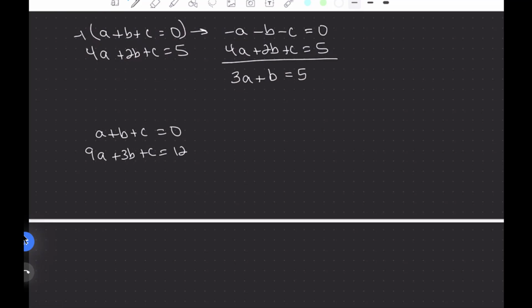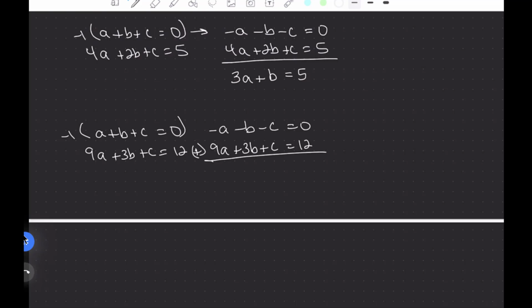So we know we want to eliminate C. So now we got a choice again, right? We got to make one of those C's negative. Do the top negative again. So I'm going to multiply everything on the top by -1. So negative A minus B minus C equals 0. And then my bottom's going to stay the same. 9A plus 3B plus C equals 12.